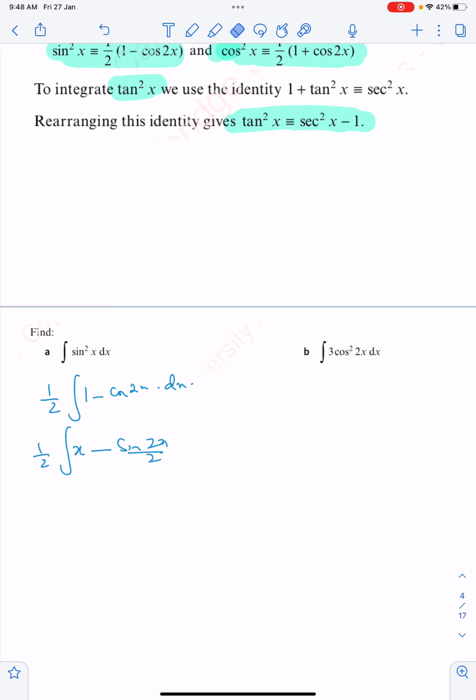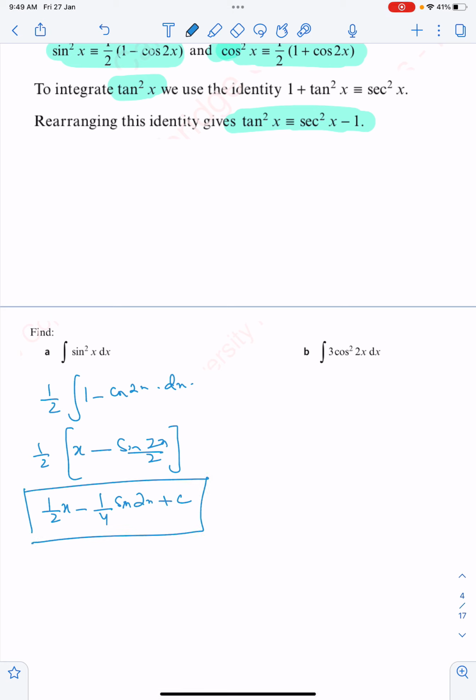Since I'm doing integration in this step, I have to put the bracket now, not the integration sign. Integration of cos of 2x is sine of 2x divided by 2. Now when you multiply half by the whole bracket, you get half x minus 1 upon 4 sine of 2x plus c. This is the first answer.